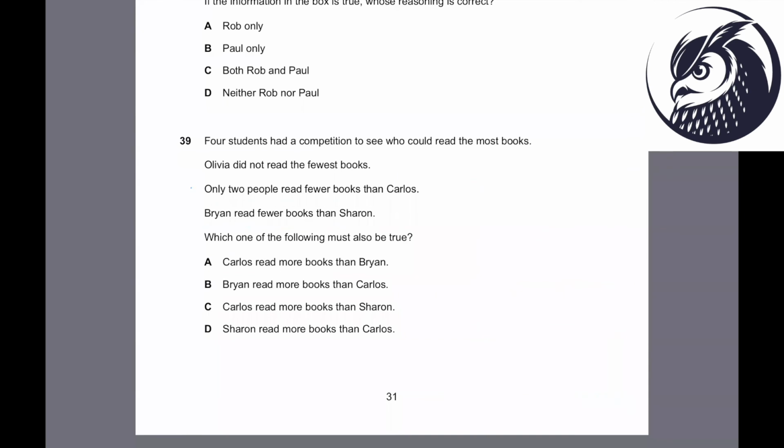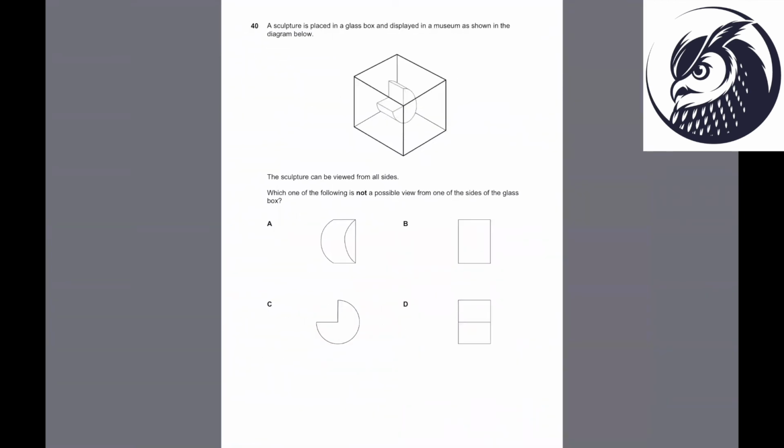And let us now move on to question number 40. The last question in this exam is then another visual spatial reasoning question. And it says, a sculpture is placed in a glass box and displayed in the museum as shown in the diagram below. The sculpture can be viewed from all sides. Which of the following is not a possible view from one of the sides of the glass box? All right, so for this type of question, what you really want to do is kind of imagine yourself standing around the sides of the box and visualizing what the thing could look like.